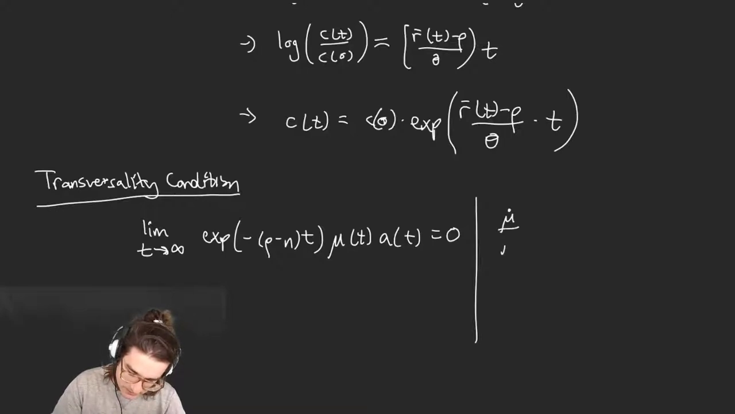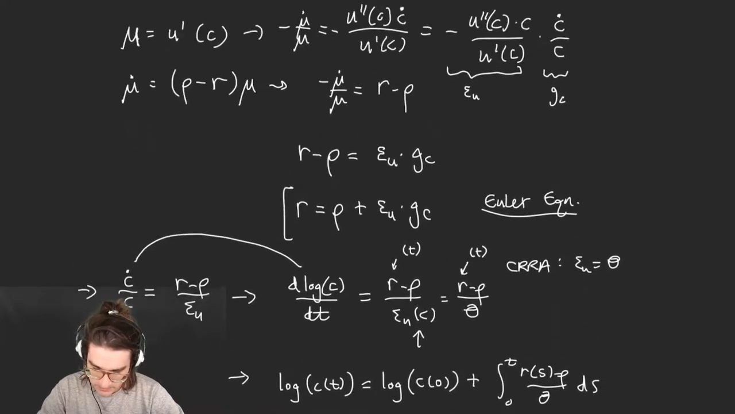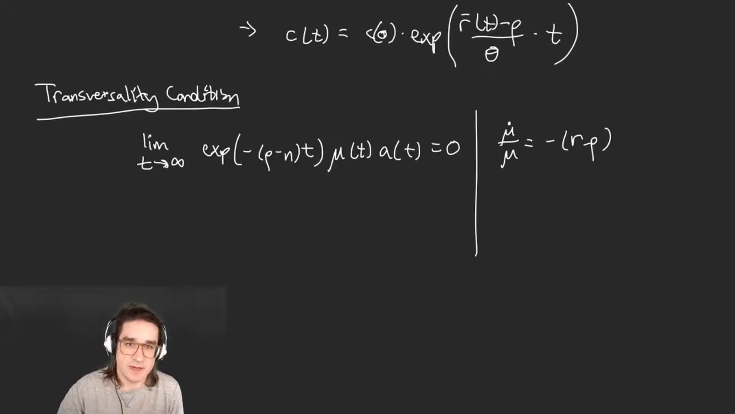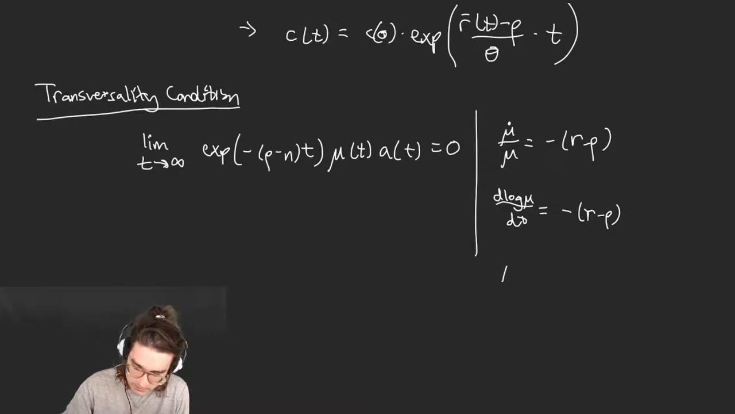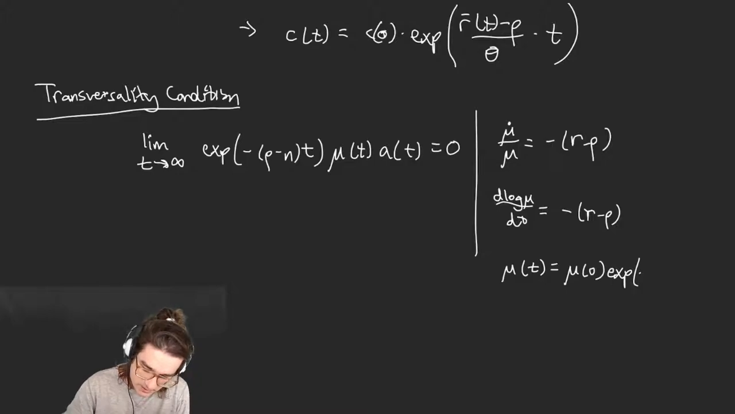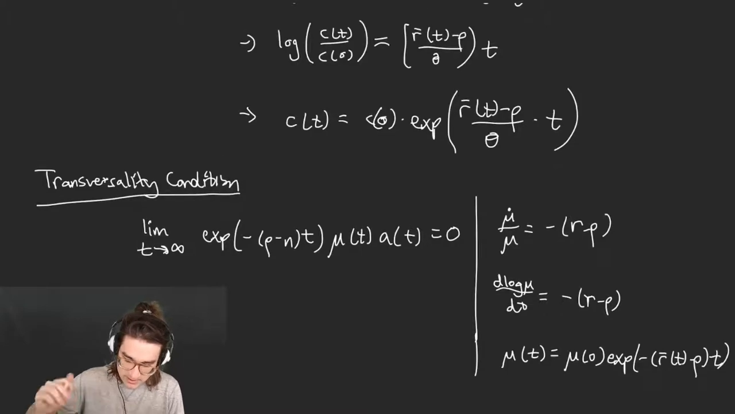From up top, we have mu dot over mu is minus r minus rho. Yeah, just getting my minus signs right here: minus r minus rho, okay? So then d log of mu dt is minus r minus rho. And so then mu of t, going through those same steps that we went through before, is going to look kind of the same. It's going to be r bar of t minus rho times t. I did a couple different steps there at the end, but exactly the same things we did with c: integrating the log, combining terms using the r bar trick.